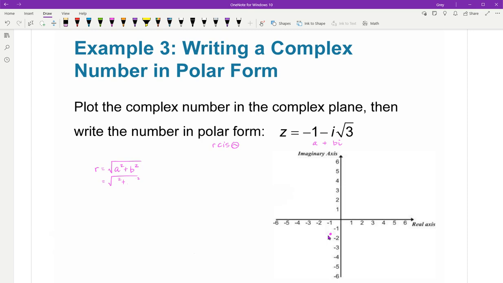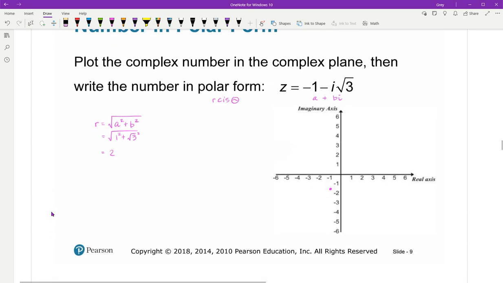So a is my negative 1, but I'm not going to write the negative because I'm squaring it. So that's 1 squared plus the square root of 3 squared. And that, put it in your calculator if you cannot do it in your head, is equal to 2. So r is equal to 2. And then I've got to go find the tangent. And the tangent is b over a. In this case, y'all, I'm not squaring anything, so you absolutely have to write the negatives in this. And you need to think about what quadrant it's in.